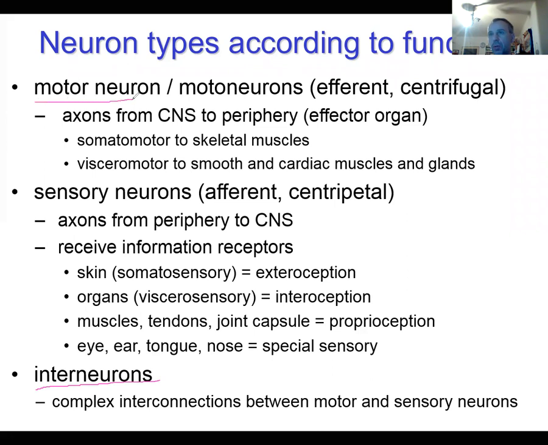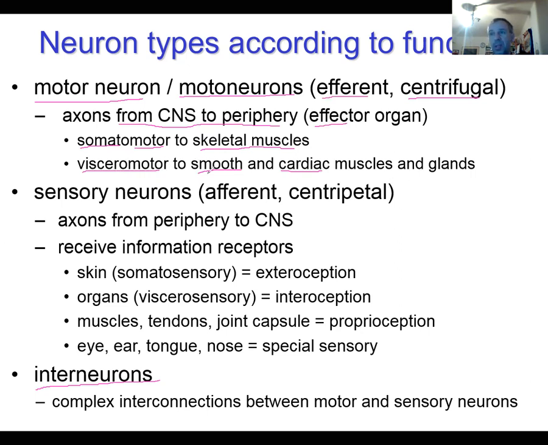So the motor neurons, or sometimes called motoneurons, are the neurons which are responsible for movements. Their axons run out of CNS, so we call them efferent or centrifugal. So their axons come from CNS to periphery, to the effector organs. And the effector organs can be skeletal muscles, and we call them somatomotor, or the other kind of muscle, that means smooth and cardiac muscle, and we call them visceral motor.